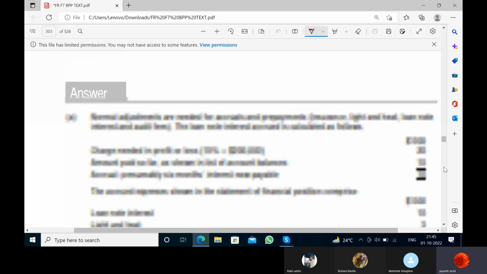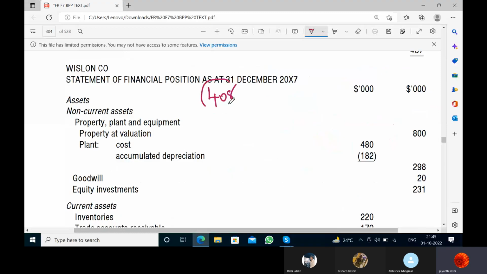Now the property, plant and equipment, which was $408,000, has now been revalued to $800,000. And let me tell you, from now onwards, you should show your property at revalued value. That's a rule. So now property, plant and equipment is $800,000. Right?